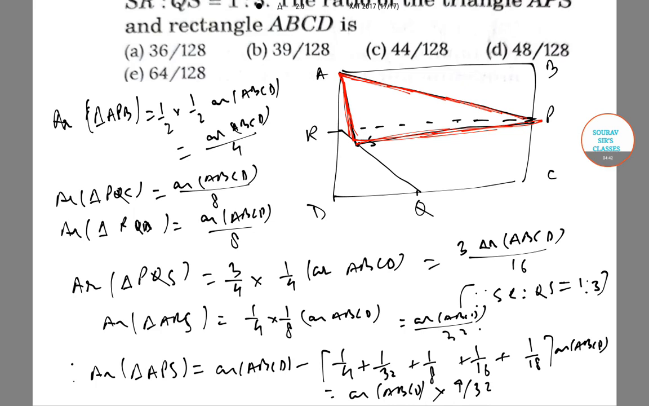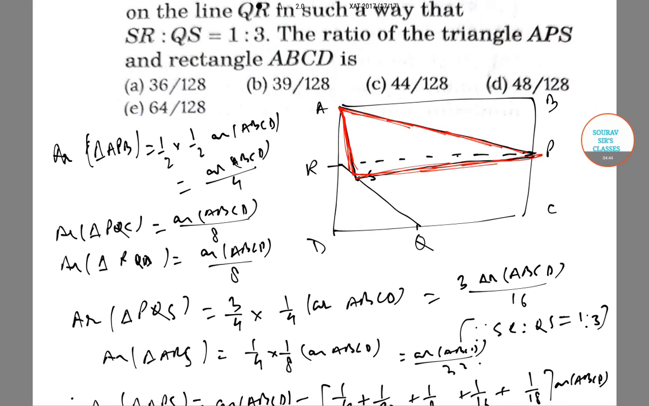Therefore, the ratio of the triangle APS and the rectangle ABCD is equal to 9/32, which is 36/128. Option A.